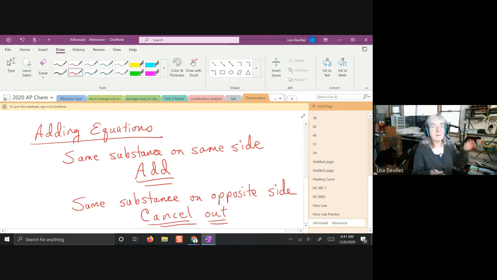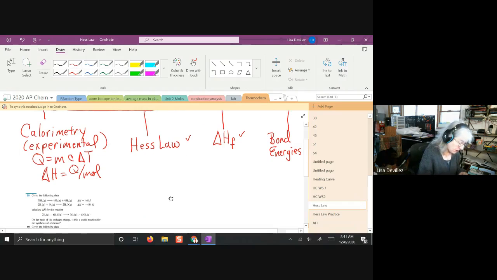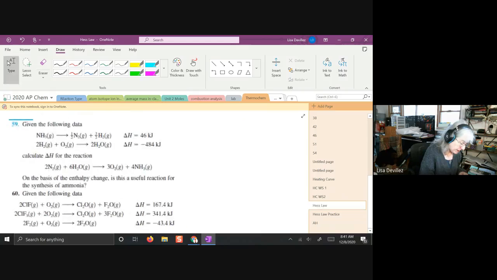Okay, meaning if I have the same thing on the reactant side and the product side, then those will cancel each other out. Okay, so those are the 4 rules that we're gonna use. Alright, now we're gonna use some problems from the textbook.